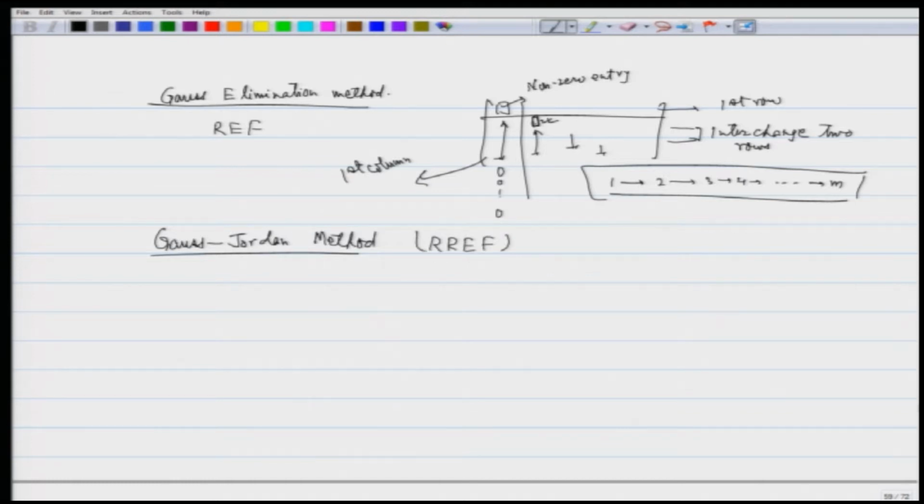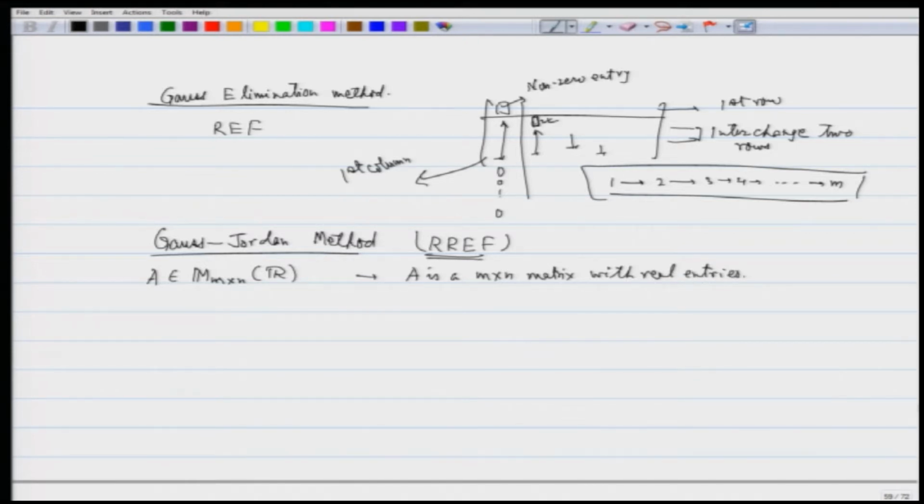Now this method, Gauss-Jordan method, is going to give us the row reduced echelon form. So we need to be careful. Let me write the algorithm without making any mistake. So I have a matrix A which is an m cross n matrix with real entries.